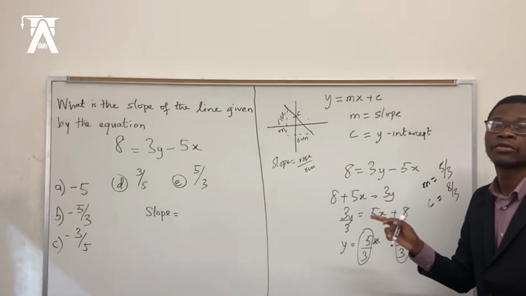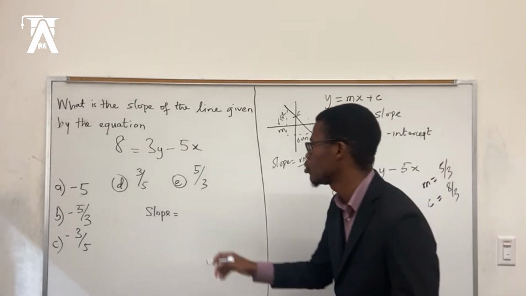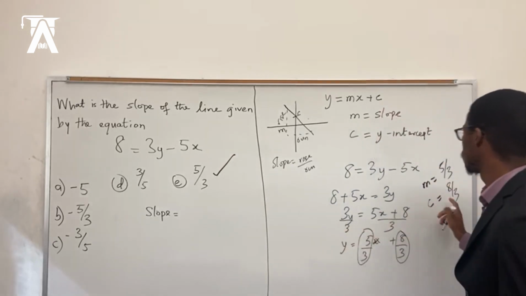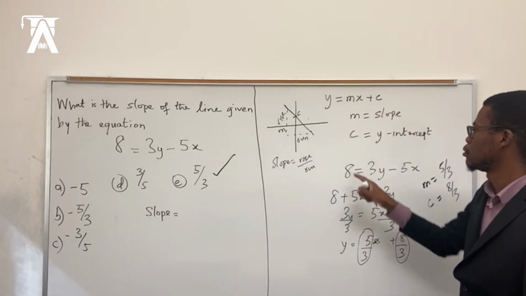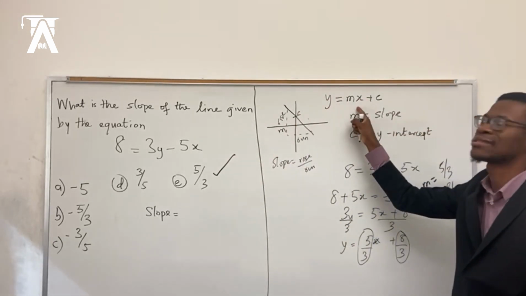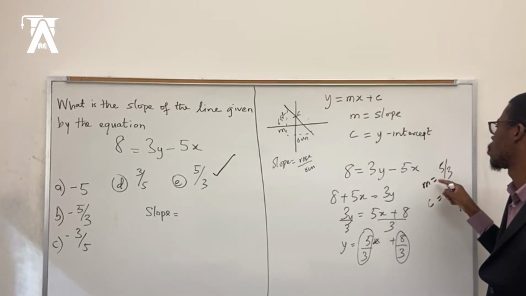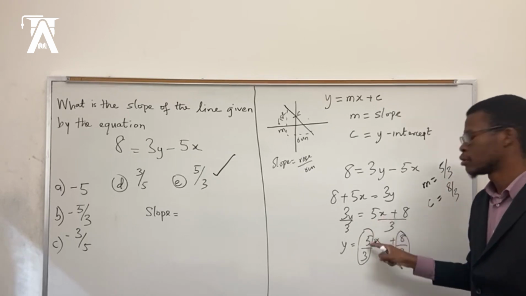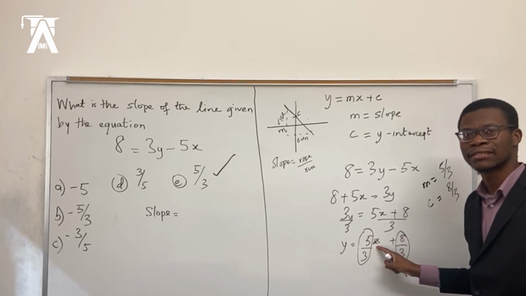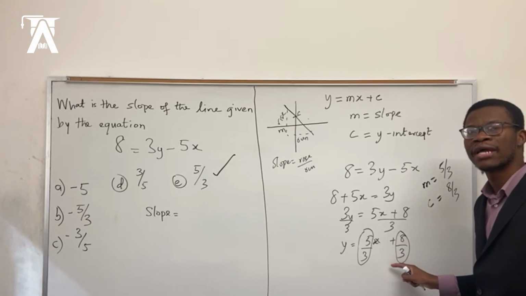The question is asking us to find the slope. So the slope is this one, 5 over 3, because we rearranged this equation to look like the standard linear equation, and then from there we find what m is. m is the coefficient of x, while c is the constant, the y-intercept.